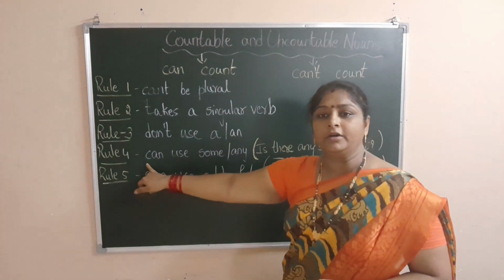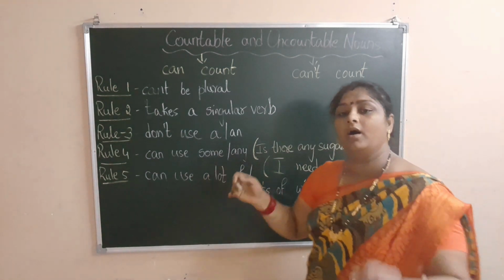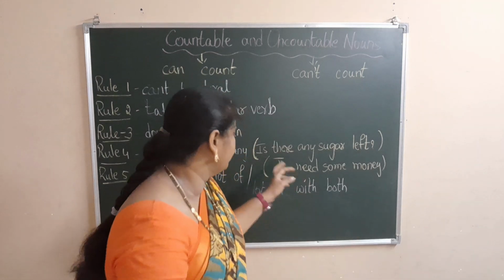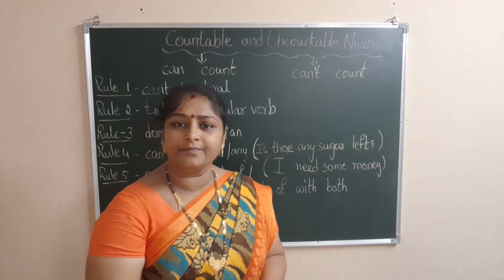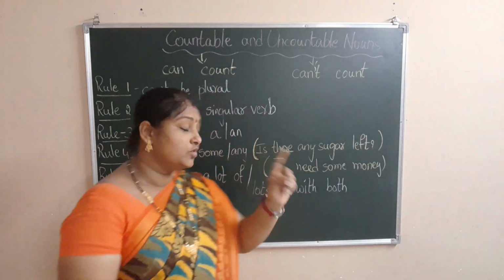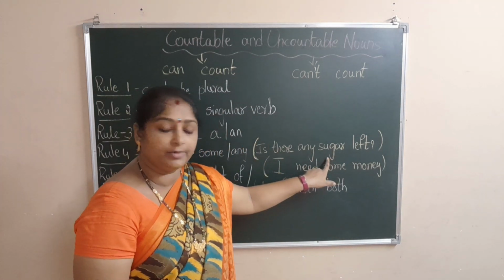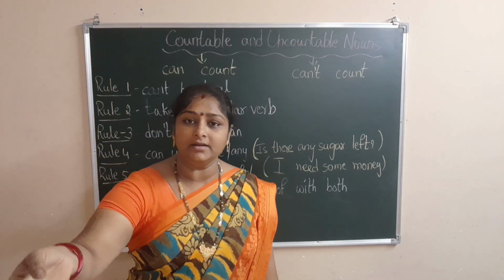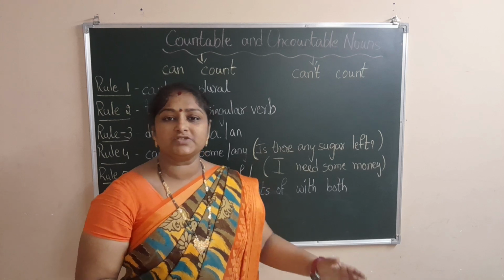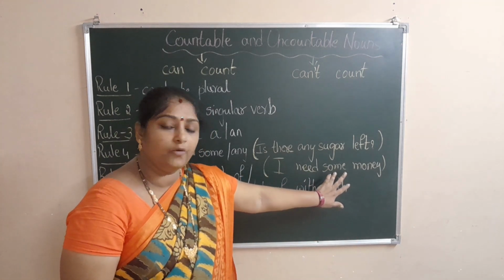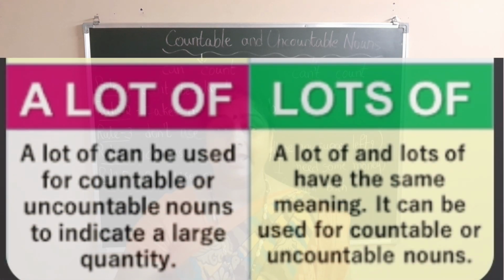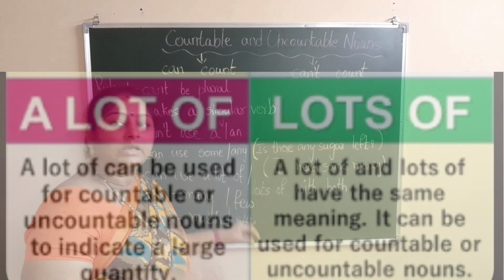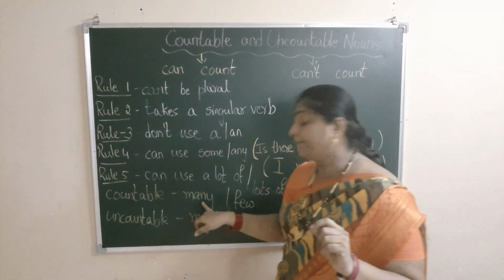Rule number 4, we can use some or any with the uncountable nouns. How can we use? See here. Is there any sugar left? We can use any with uncountable nouns. In the same way, I need some money. You'll need some money to go. In this way, you can use some with uncountable nouns, and you can use a lot of and lots of with uncountable nouns. With countable nouns, you can use many.